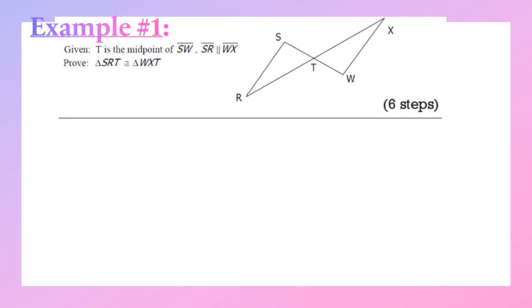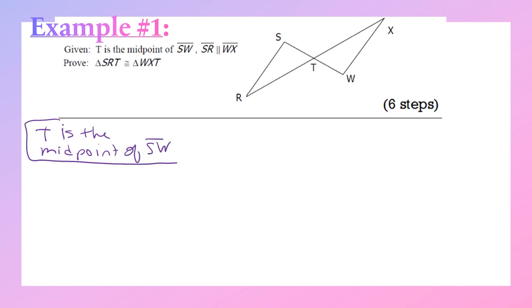So example 1, they tell you that T is the midpoint of segment SW and that segment SR is parallel to segment WX. And we're going to prove that the two triangles SRT and triangle WXT are congruent. So to do a flow proof, the first thing we're going to do is to write our first given statement. So I'm going to come over here and I'm going to write T is the midpoint of SW. And I'm going to put a little box around it. And below my box, I'm going to state how I know that T is the midpoint of SW. I know that T is the midpoint of SW basically 100% because it's given to me.